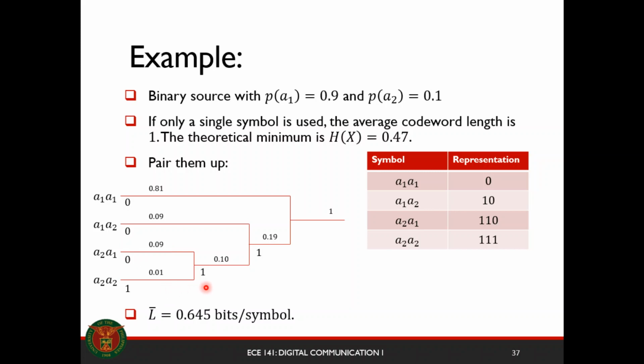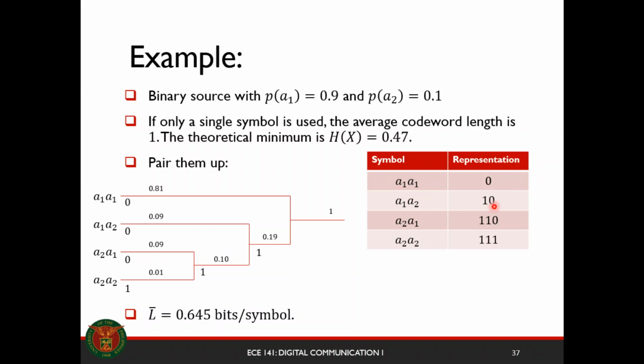And then we use Huffman coding to represent their bits. So 0.01 right here and 0.09 are the lowest probabilities. Combine them, you get 0.1, assign your bits. Lowest probabilities, 0.1 and 0.09, combine, assign bits. And 0.19 and 0.81, combine, you get 1. You get to the top of your tree, assign the bits, and then work your way down to get the representation.